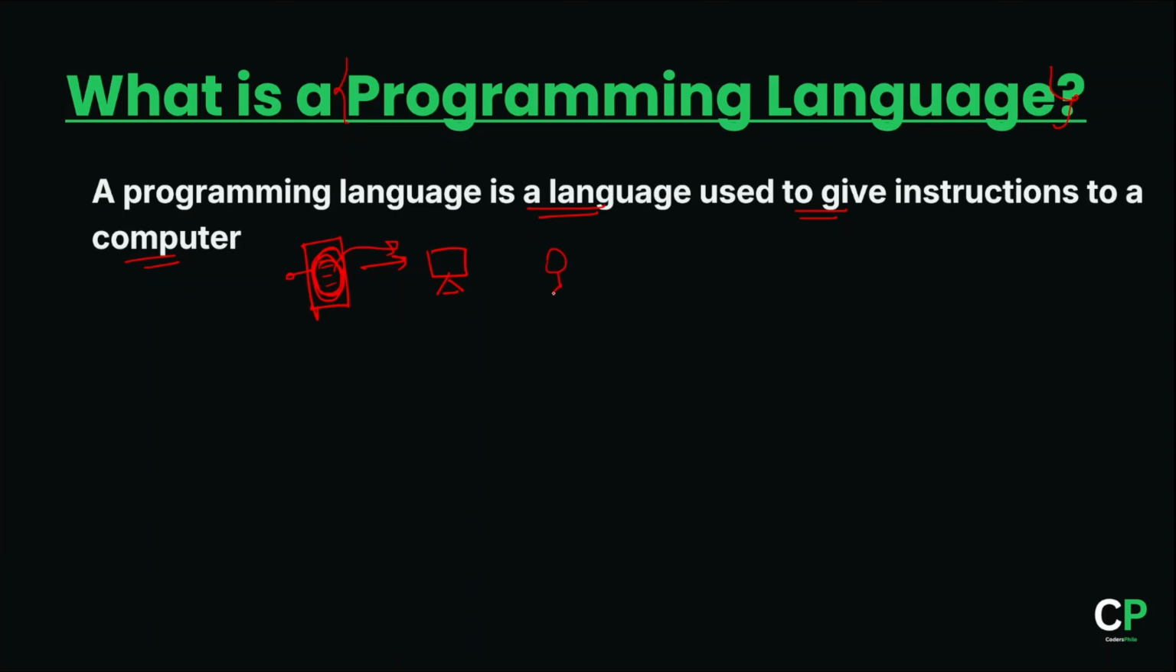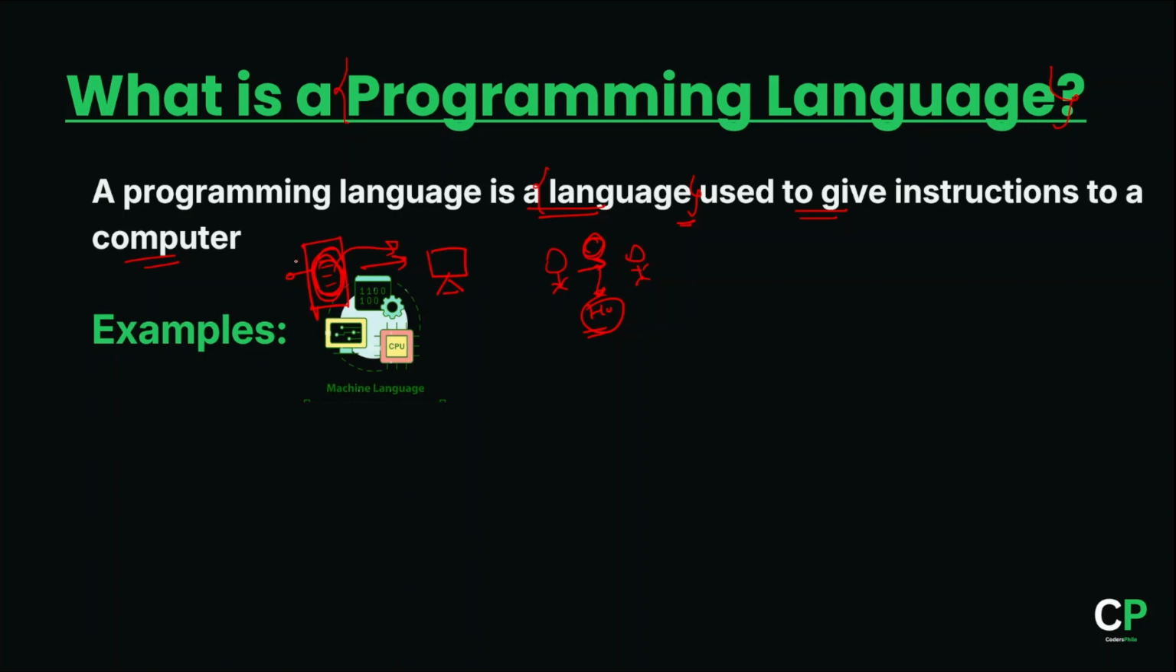For example, we humans give instructions to each other with the help of Hindi or English or any other language. This is known as human language. But the computer cannot understand human language. The computer uses another set of languages to take instructions. These languages that are used to give instructions to a computer are known as programming languages. And what are some examples of programming languages? For example, machine language is an example of a programming language.